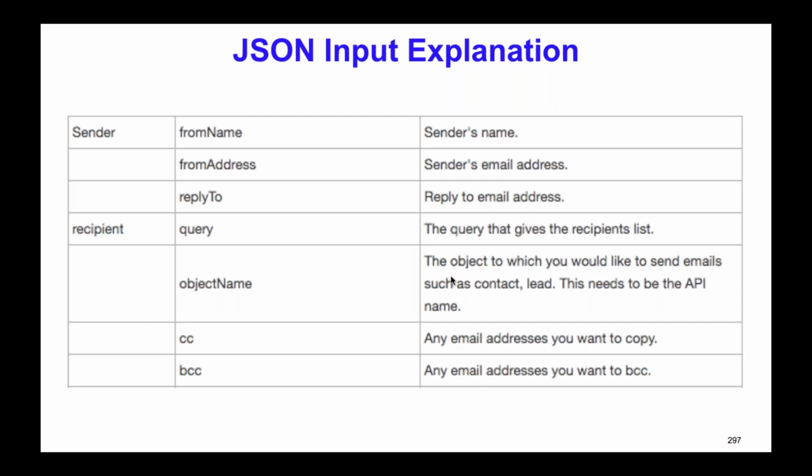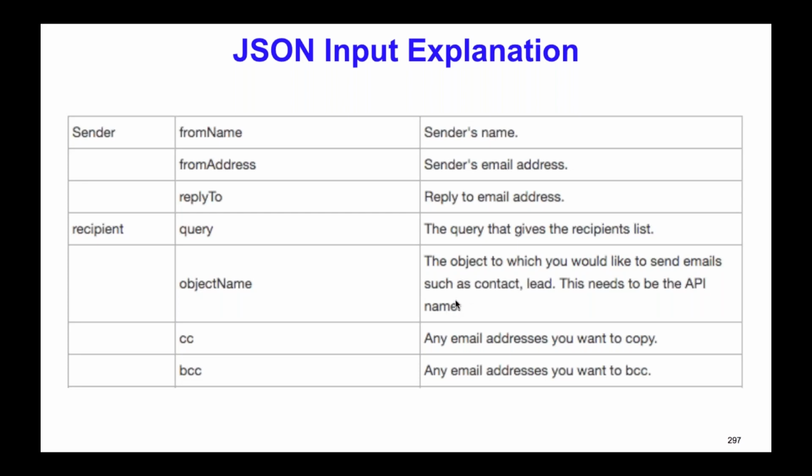This is again just to explain the sender information. The from name is nothing but the sender's name. From address is nothing but the sender's email address. Reply to is a reply-to email address, which is quite familiar to you. And the recipient information, the query, gives the recipient list and the object name. So this is basically the Salesforce API name for the object.